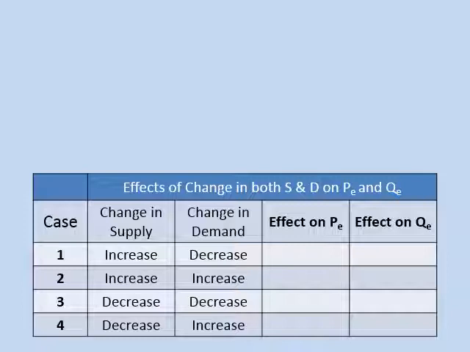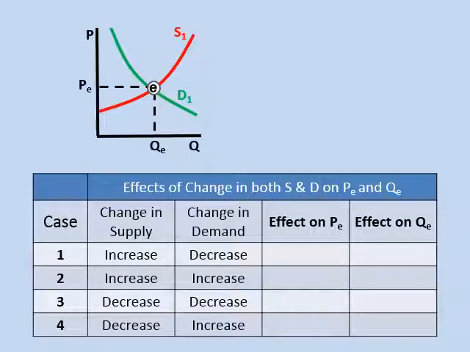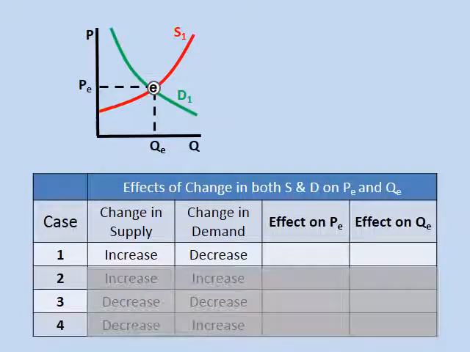So now we're going to take a look at a market at equilibrium, and I'm going to go through the first case. I'm going to increase supply, I'm going to decrease demand, and we're going to find out what happens to the equilibrium price and the equilibrium quantity. Well, previously we said that an increase in supply will put downward pressure on prices. Same thing for a decrease in demand, it will put downward pressure on prices. And therefore, in case number 1, we're going to have a decrease in price.